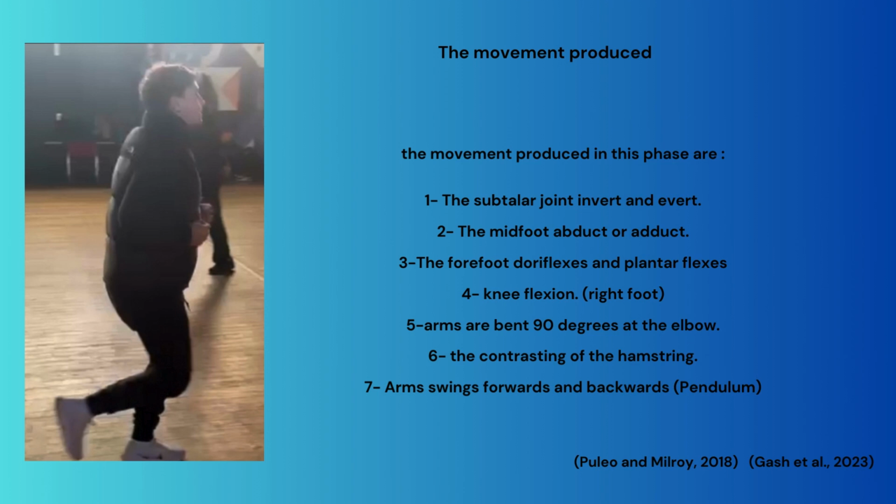We can see a knee flexion from the right foot and an extension from the left foot. Arms are bent at about 90 degrees at the elbow, both arms, and the arms swing forward and backwards like a pendulum. And the last thing is the contraction of the hamstring from the first leg, which is going to go to another cycle, which will start with contracting the hamstring for the second leg.